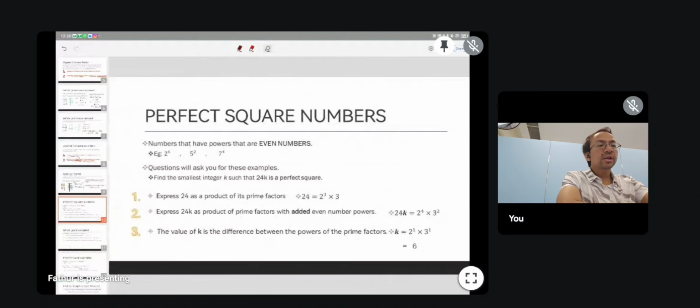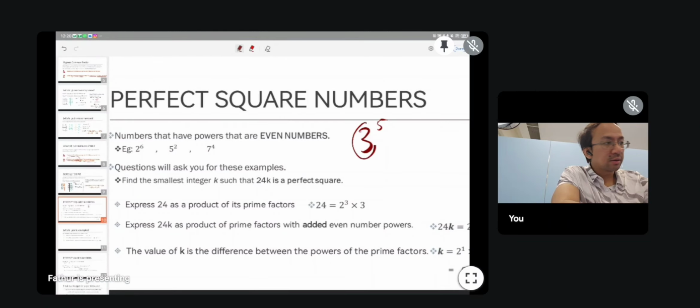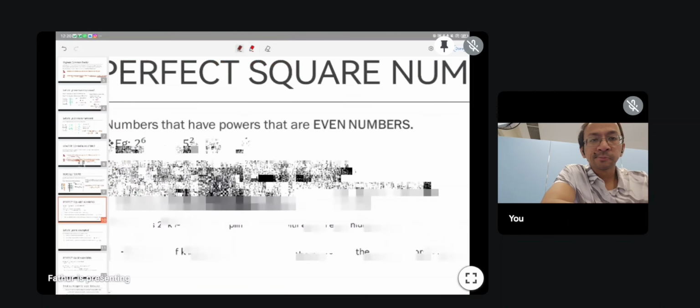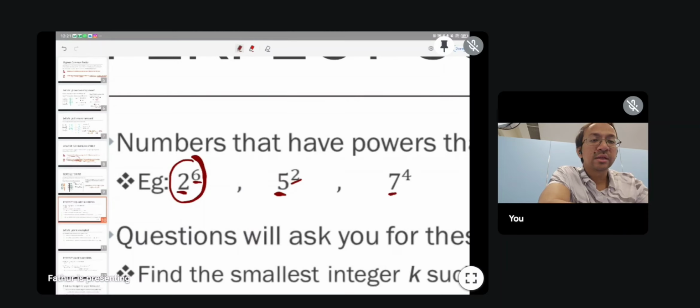Perfect square. When it comes to perfect square numbers, perfect square means the powers are even numbers. The power is an even number. When I say power, what does it mean? 3 to the power of 5. So this 3 is the number, 5 is the power. Okay? 3 is the number, 5 is the power. So if you look at this part, you get 2 to the power of 6. It means 2 is the number, 6 is the power, 5 is the number, 2 is the power, 7 is the number, 4 is the power. Okay, so that's what I meant by powers with even numbers, even number powers.